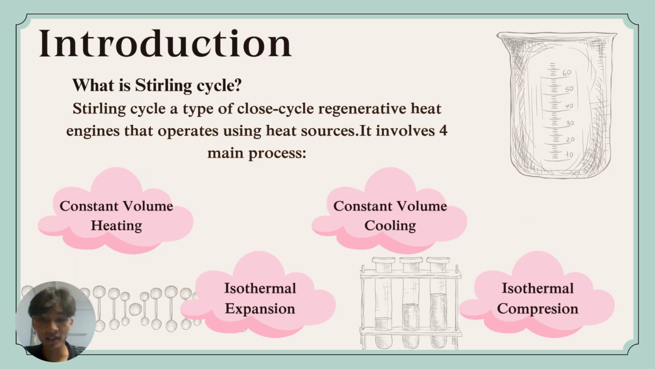So, what is a Stirling cycle? The Stirling cycle is a type of closed-cycle regenerative heat engine that operates using a heat source. It involves four main processes. First, constant volume heating, isothermal expansion, constant volume cooling, and isothermal compression.